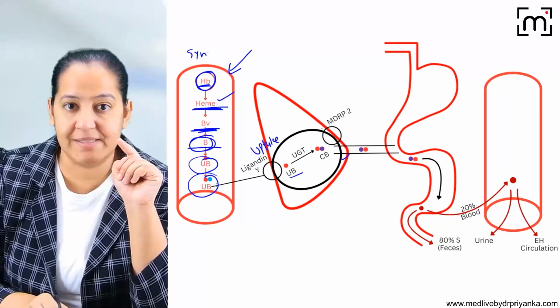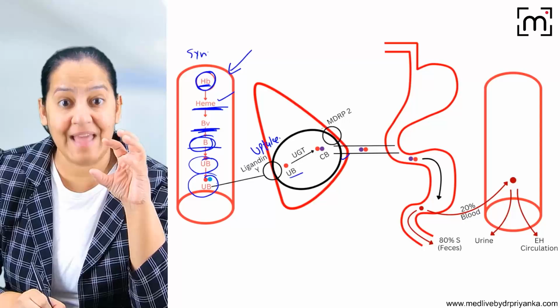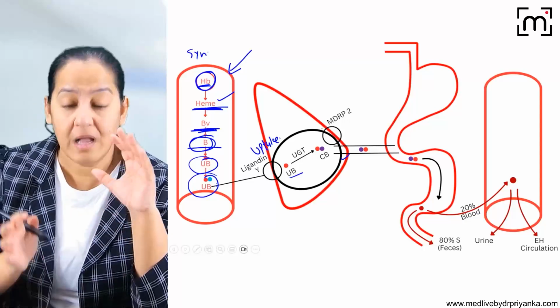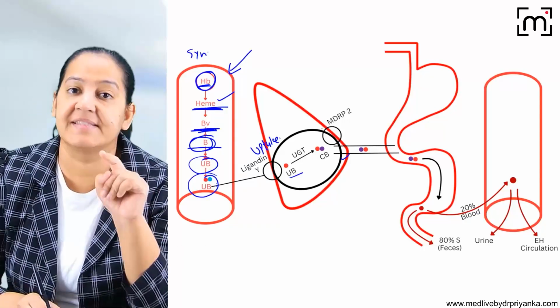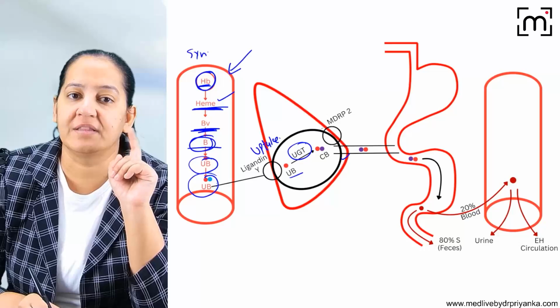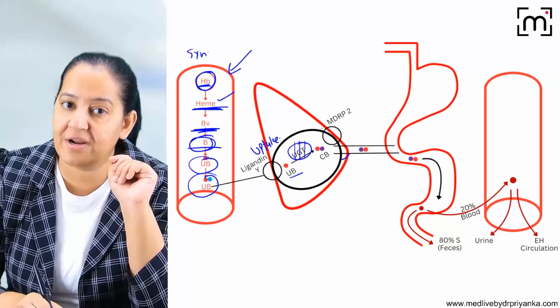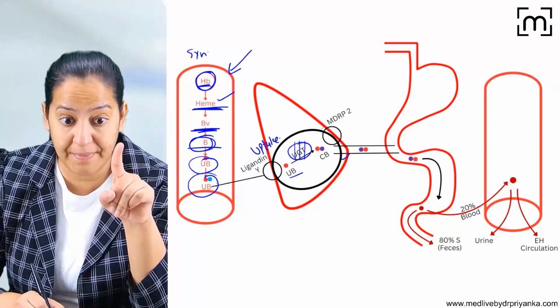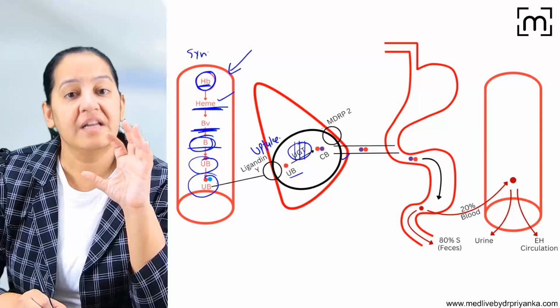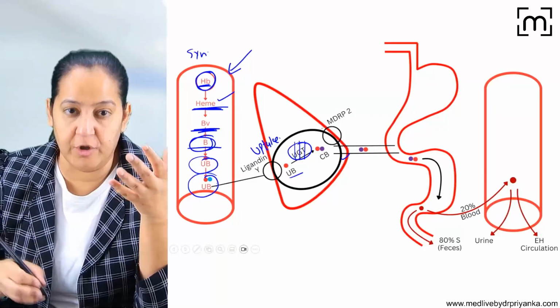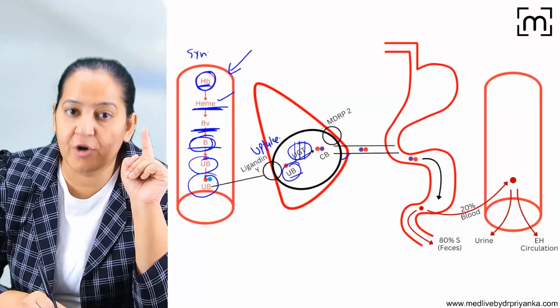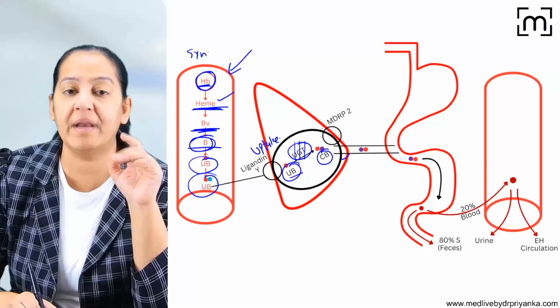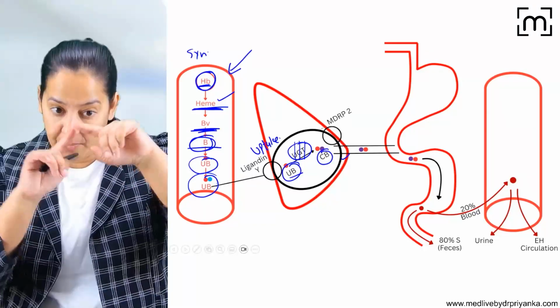So uptake took place. After that, in the cytoplasm, in the endoplasmic reticulum of the hepatocyte, there is an enzyme. The name of the enzyme is UGT, that is UDP glucuronosyl transferase. This is the enzyme which does the conjugation of bilirubin. So basically, unconjugated bilirubin gets converted into conjugated bilirubin inside the endoplasmic reticulum of the hepatocyte.